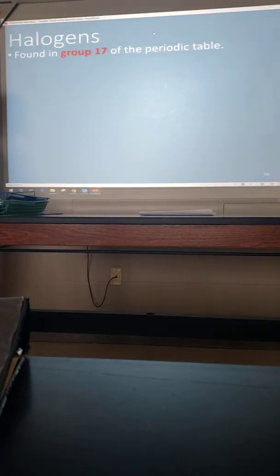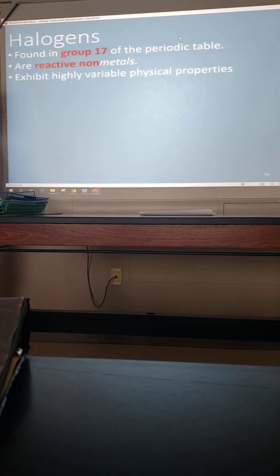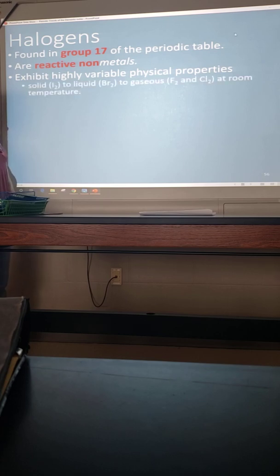And then finally the halogens. These are found in group 17 of the periodic table, or valence group 7, and I'll explain that in a minute too, the difference of that. They are reactive non-metals. They have highly variable physical properties, meaning that there's a lot of differences between the halogens.